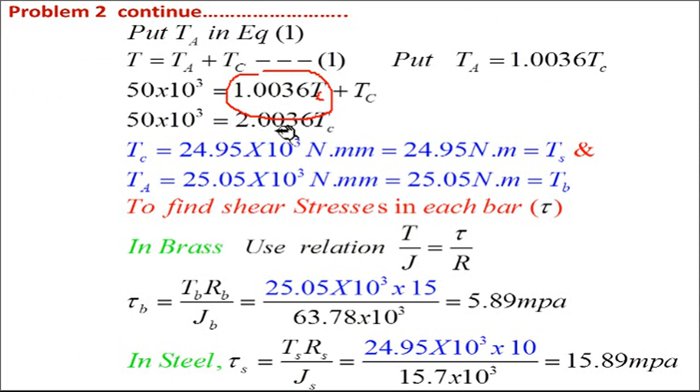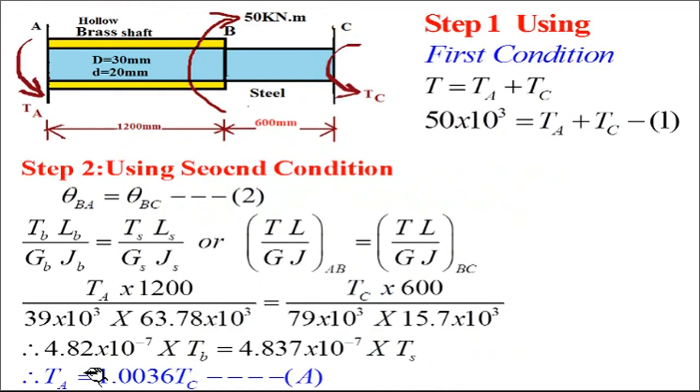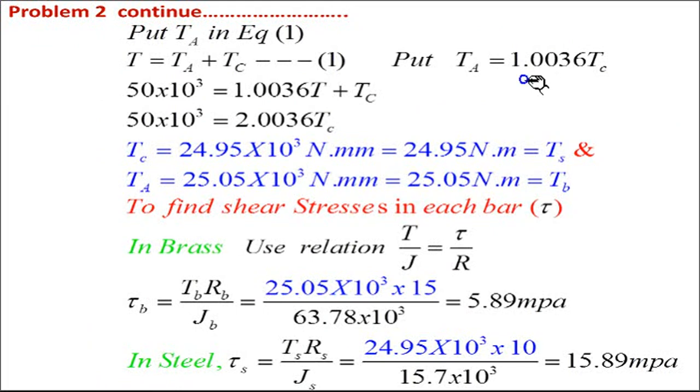So instead of TA you can write this, it must be TC. By adding this you will get 2.0036 TC. Why? Because we have calculated TA as 1.0036 TC. Same thing I have written over here, and you can put that value instead of TA. By adding, this will be the total of these two, and then by solving this you will get the values of TA and TC, in Newton mm here and in Newton meter here.